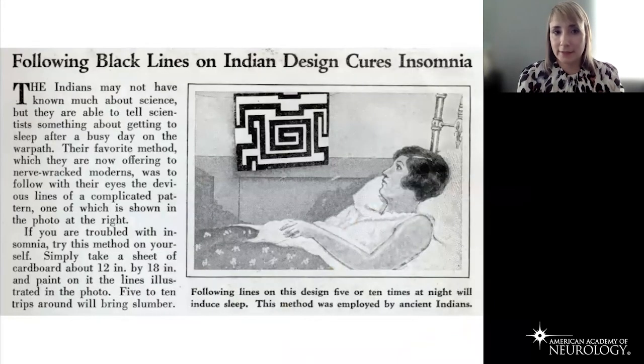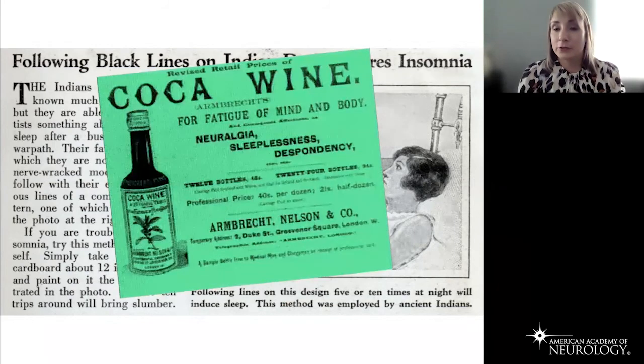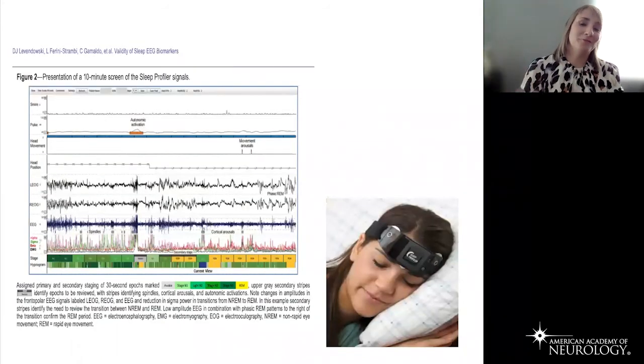Back in the day, and this is taken from an article, to treat your insomnia you would just follow these black lines and then your eyelids would get tired. Or better yet, you could do wine with cocaine. That could treat your insomnia. So, it's been a problem for a long time.